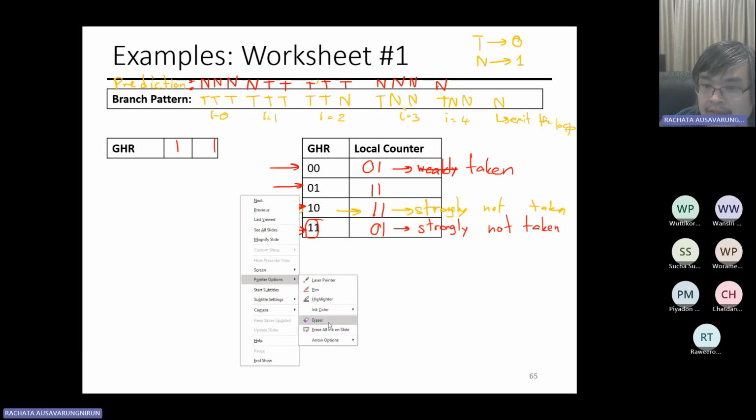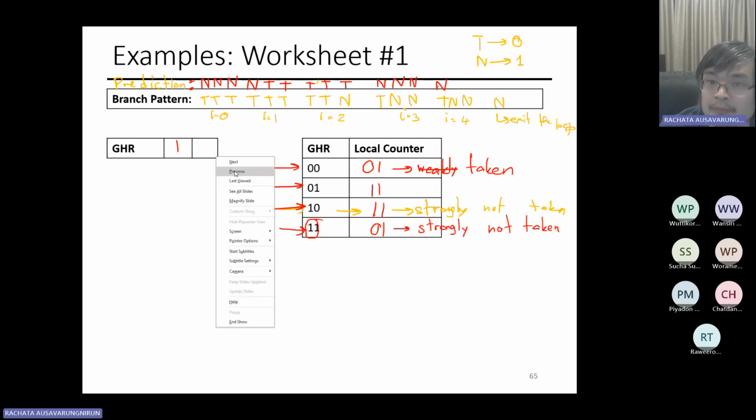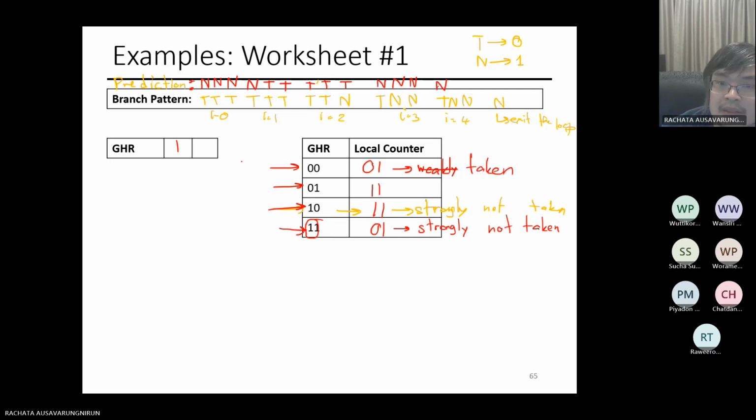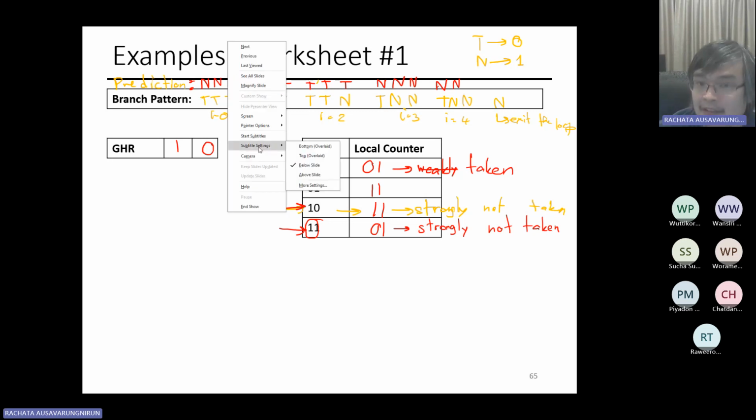Then you update the GHR because you see not taken followed by taken. So it's going to be 1, 0. And to make the prediction again, you look at the GHR, you go to 1, 0 in the entry, look at the local counter. It's strongly not taken. So your prediction is going to be not taken. And you stay there because you're strongly not taken. And what you saw earlier is taken, not taken. The pattern is 0, 1.